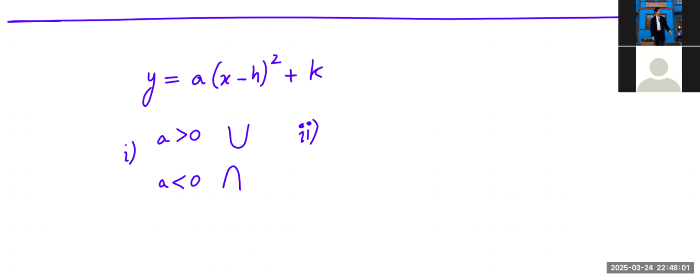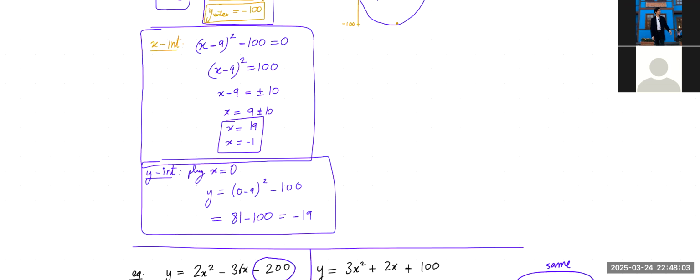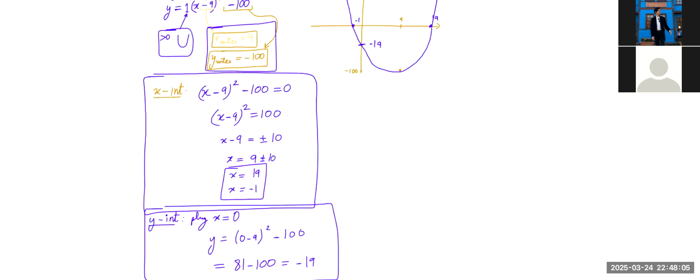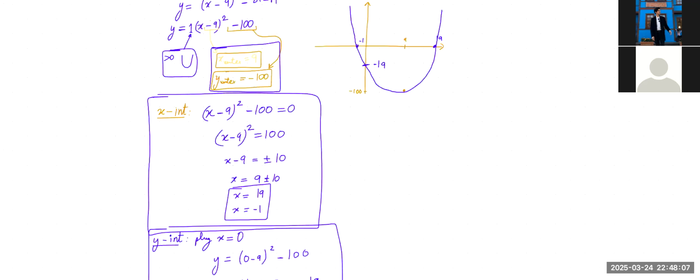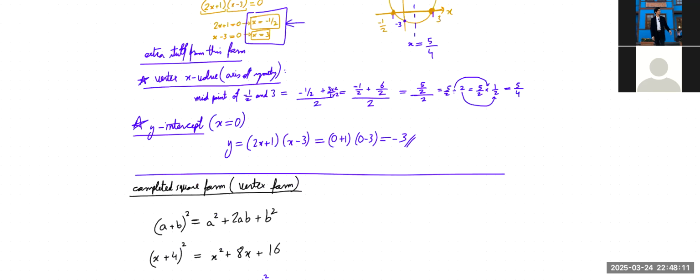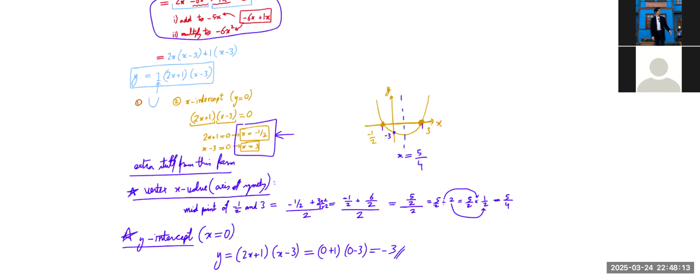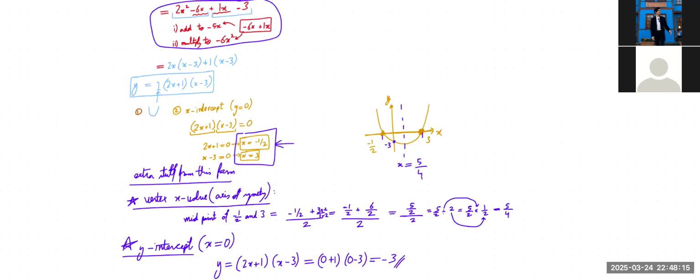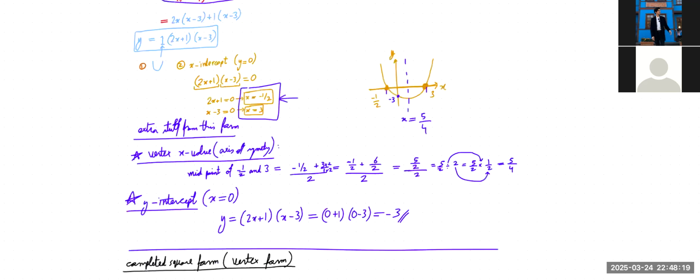Better than root as well, you would say. I mean, the thing is, if you only want the x-intercepts, go for this. Because look, the root form directly tells you the x-intercepts. And to find the other stuff, you need to do some algebra. To find the vertex, you need to do some work. To find the y-intercept, you need to do some work.